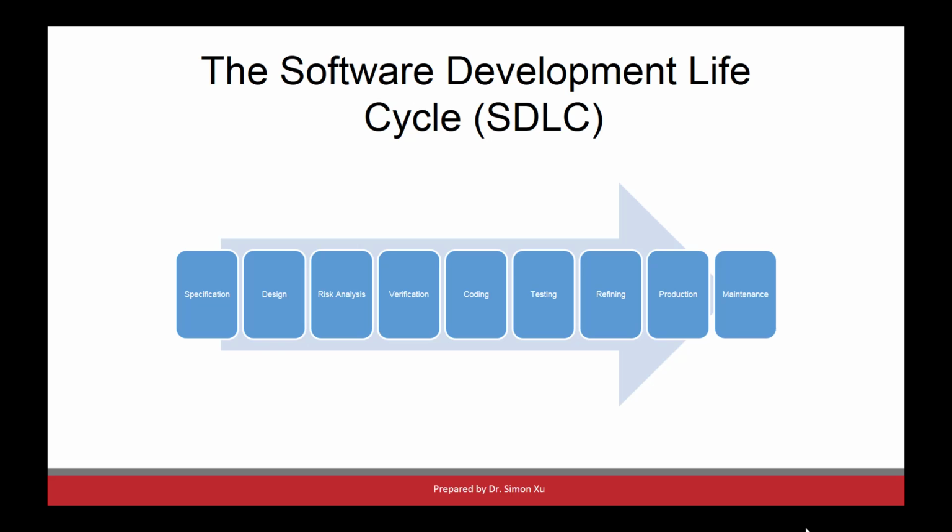A formal software development life cycle is divided into 7 to 9 phases, including specification, design, risk analysis, verification, coding, testing, refining, production, and maintenance. All phases are important, although there is no documentation phase inside this one. However, documentation is embedded in almost every phase.